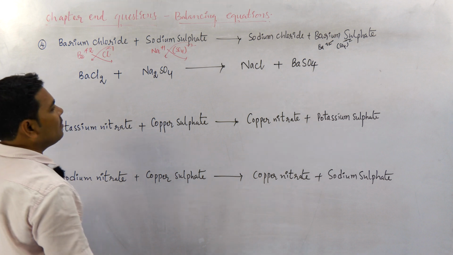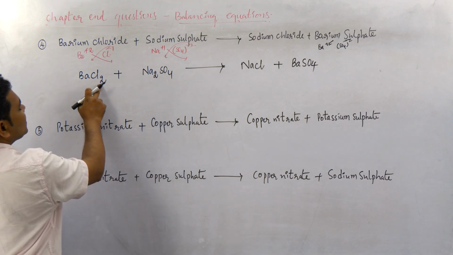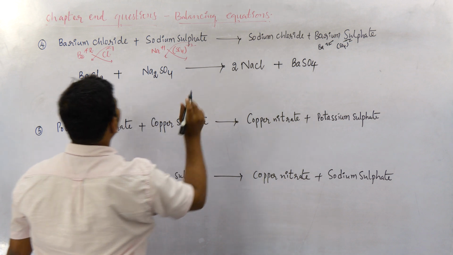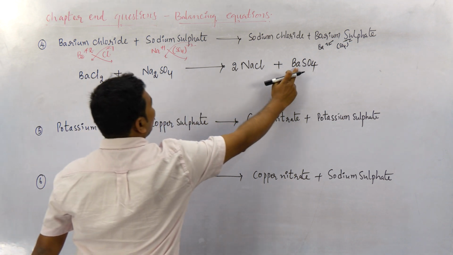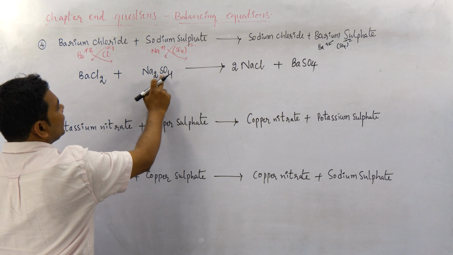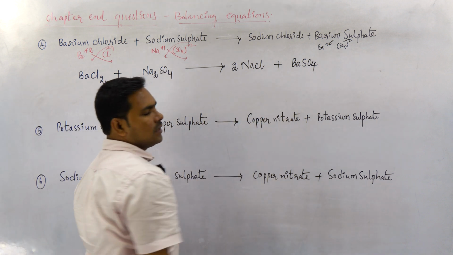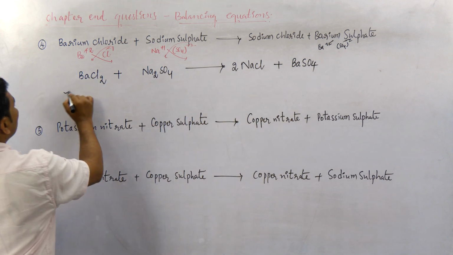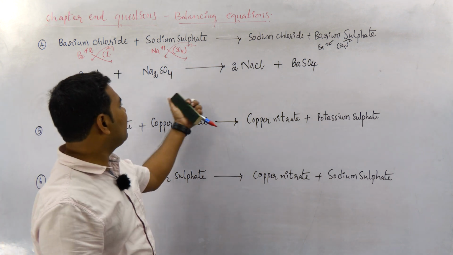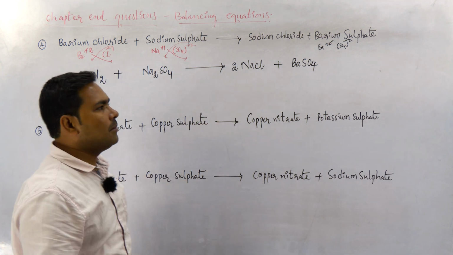Now we have to check for balancing. 2 chlorine atoms on the left hand side, right hand side only 1. So I write 2 here. Then 1 barium, right? 2 sodium, Na2SO4, SO4. That's all. The equation is balanced, right? Barium chloride reacts with sodium sulfate, giving rise to sodium chloride plus barium sulfate.